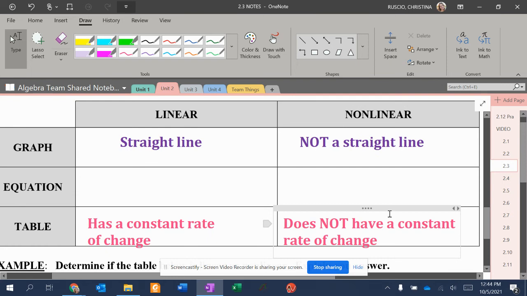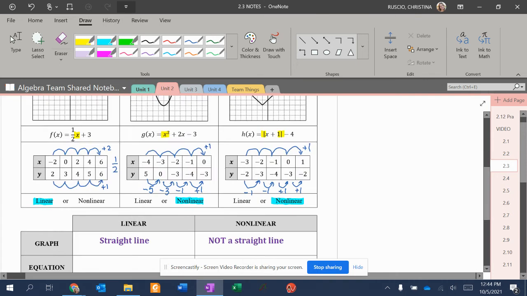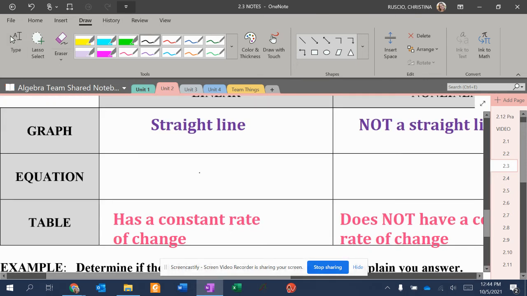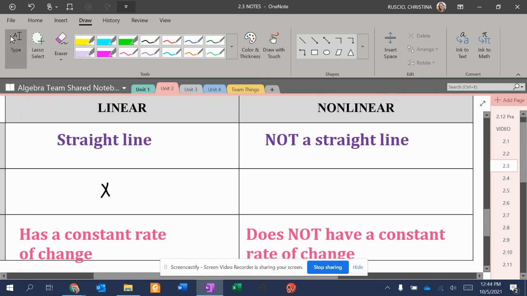All right, we're going to summarize some things in the table. As you can see, I've typed some things in for you. This is just summarizing everything that we just talked about up above. So with the graph, you're going to write straight line for linear. Nonlinear, not a straight line. When there is an equation, we're just going to look at the plain old x. It should just have plain old x. And nonlinear is going to have fancy things like x squared, absolute value bars, maybe x cubed. What am I missing? Maybe like the square root of x, maybe an x with an exponent. Some crazy things will be happening.